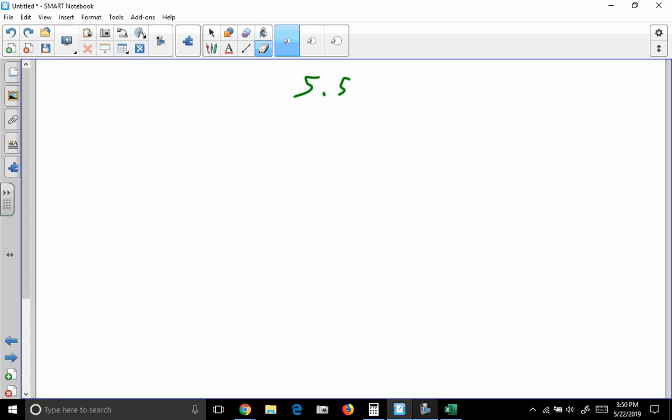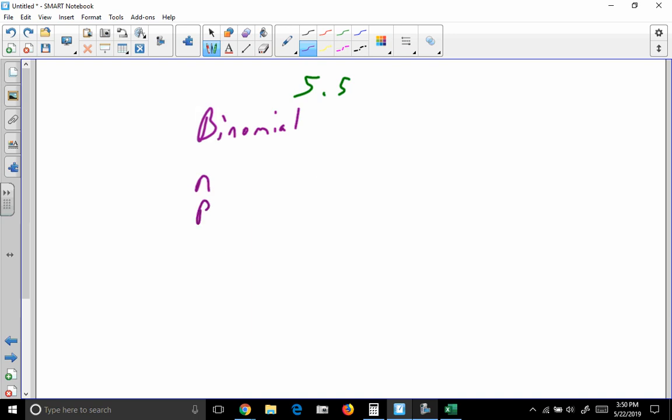In 5.5, we look at another use of a normal distribution, and that's to approximate binomial distributions. So we did binomial distributions in the past. Remember, with a binomial distribution, you have n repeated trials that are identical. You have a probability of success, a probability of failure, and then x is the name of your random variable.